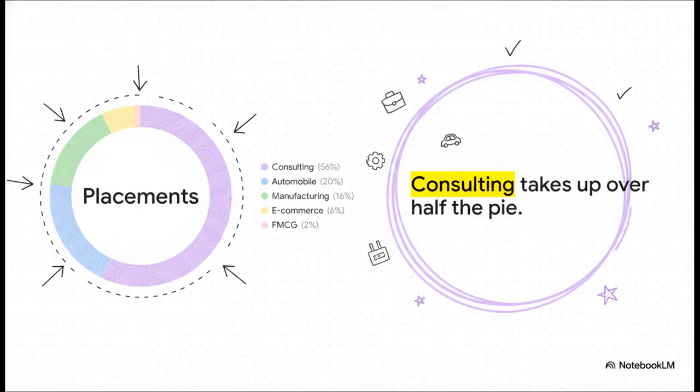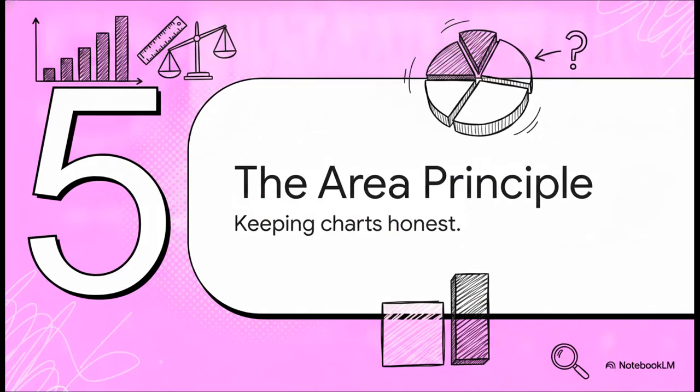Now, if we want to look at parts of a whole, say student placements across different industries, a donut chart is your best friend. It displays numerical proportions as slices. The second you look at it, it highlights that consulting, sitting at 56.4%, is taking up way more than half the pie. But hey, before we get too carried away, let's hit Section 5, the Area Principle Rule. This is all about keeping charts honest.